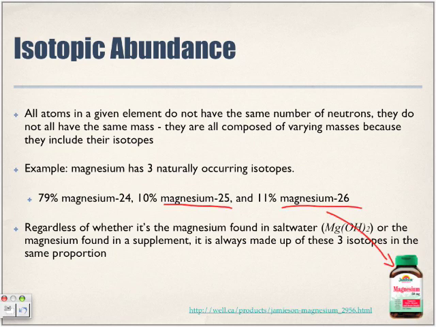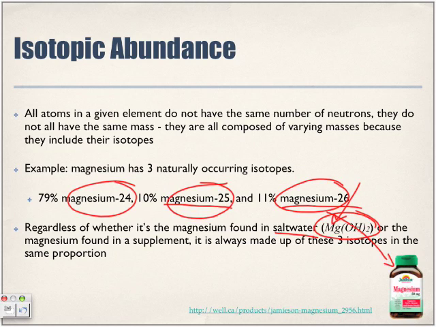So anytime you see your formula, whether we look at magnesium in the supplement or in salt water, which is Mg(OH)2, magnesium hydroxide, that magnesium is made up of these 3 isotopes in the same exact percentages: 79%, 10%, 11%. You're not going to have to worry about memorizing these numbers. We're going to have calculations that we need to do. You will be given these numbers, or you'll be asked to find them using the calculations, but we'll go through a couple of examples.